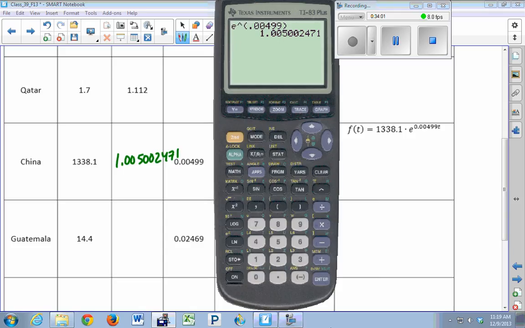Now, remember, exponential growth is directly proportional to your population. So even though it's growing at a slower rate than the United States, look at how many millions of people it has. 1,338.1 million. That's 1,338,000,000 people.